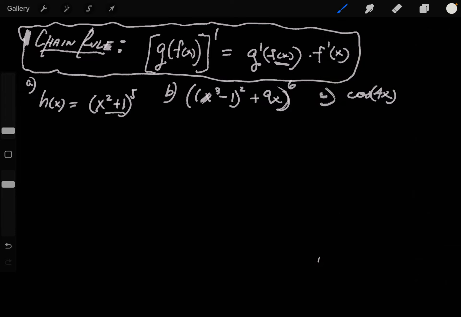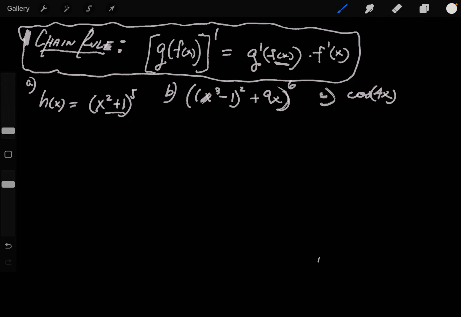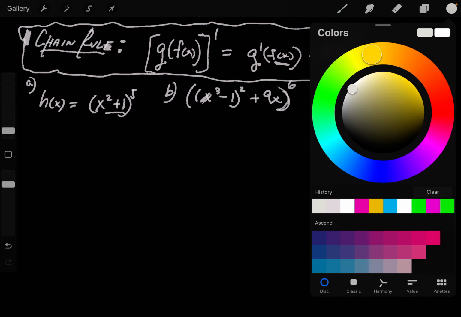The inner function, what happened? The inner function would be, oh, that's why. The inner function would be something like, how do I get it? Sorry.